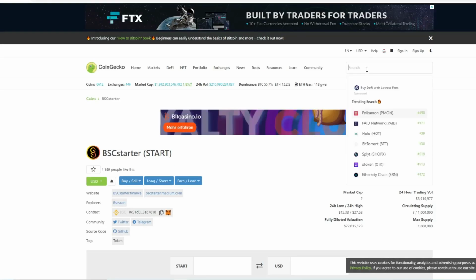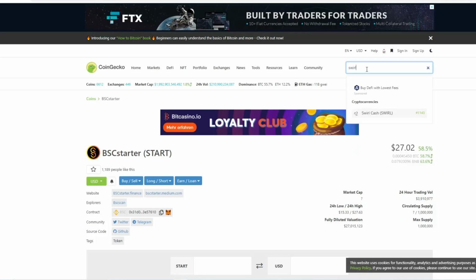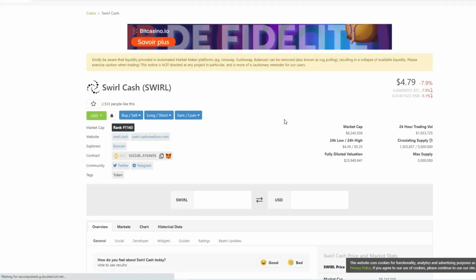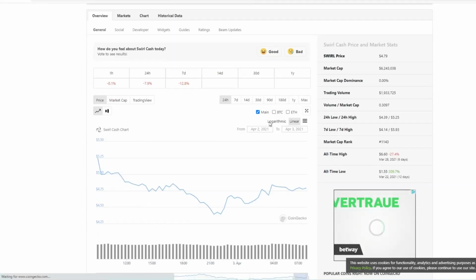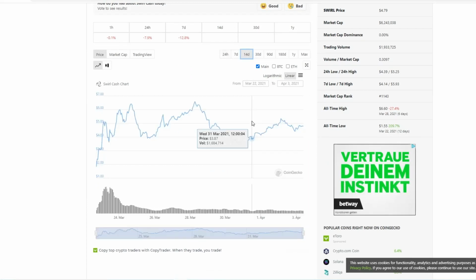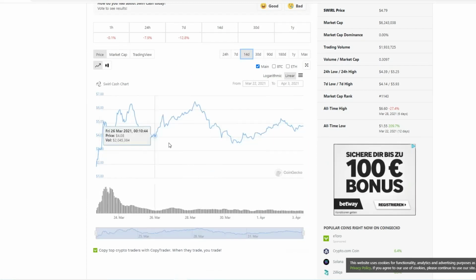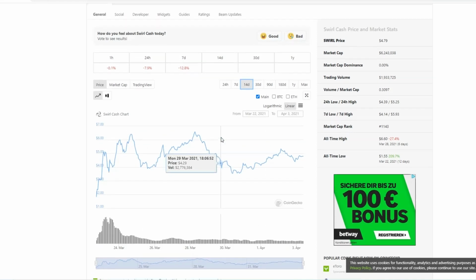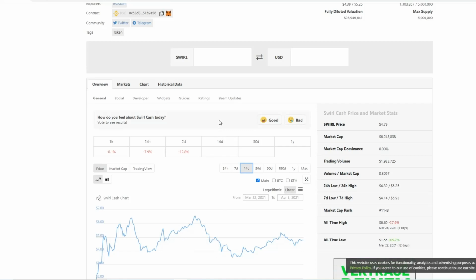If we go to Swirl Cash, the good thing about Swirl Cash is actually they had a product on the mainnet before they listed. I think that provided so much value. It's currently trading about $4.79 at the moment. We did see a small correction, not even a really big one. It's just been trading sideways since the 24th of March, which is great. There hasn't been a huge dump. So I could see a potential move to the upside, not financial advice.